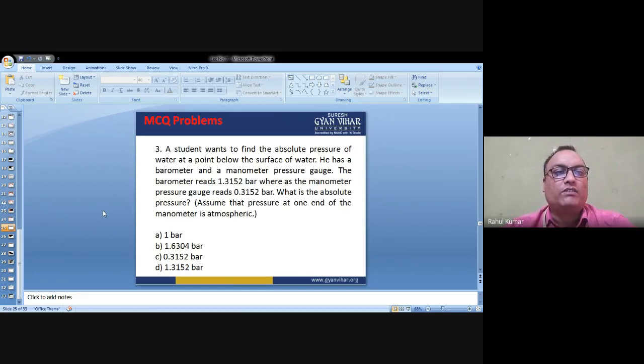A student wants to find the absolute pressure of water at a point below the surface of the water. He has a barometer and a manometer pressure gauge. The barometer reads 1.3152 bar, whereas the manometer pressure gauge reads 0.3152 bar. What is the absolute pressure? This is a very good and very easy question, and the answer is here.